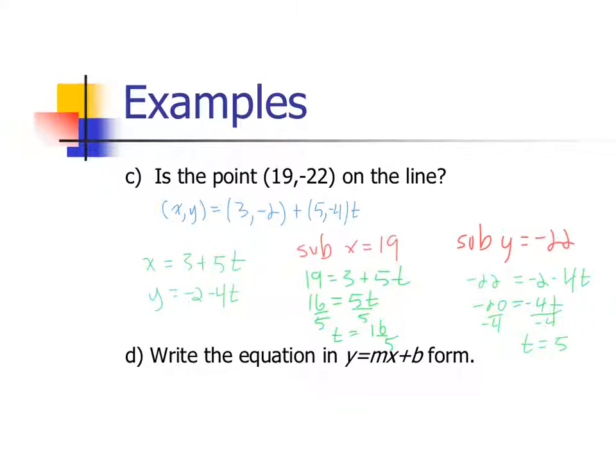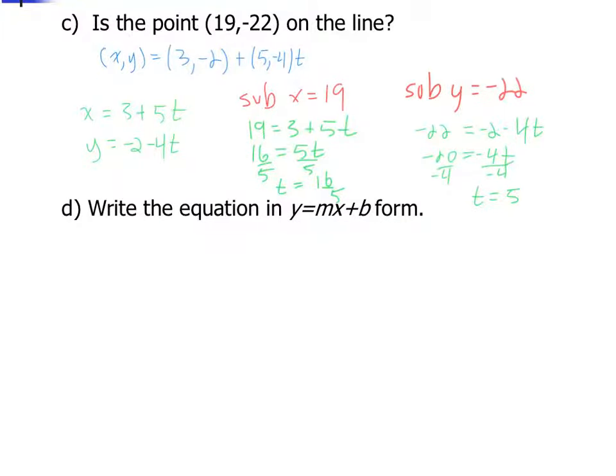So now we can write the equation in y equals mx plus b form. But let's do it a little bit differently again because we have vectors. If we have our vector equation, again, of (x, y) is (3, -2) plus (5, -4)t, we already know the slope. The slope is negative 4/5. It was given to us in the question. So let's just note that.